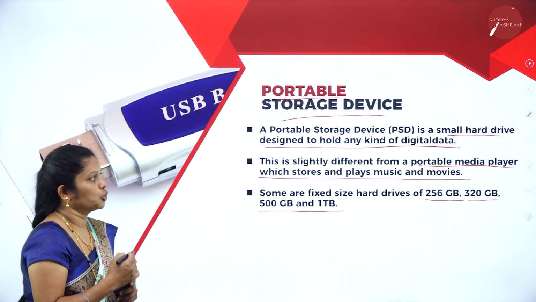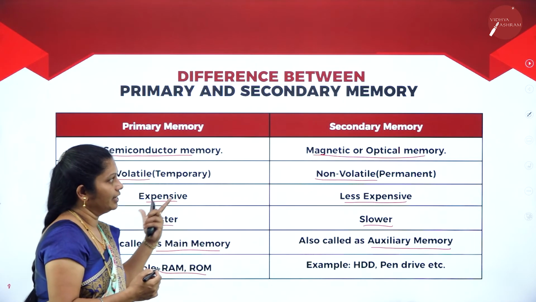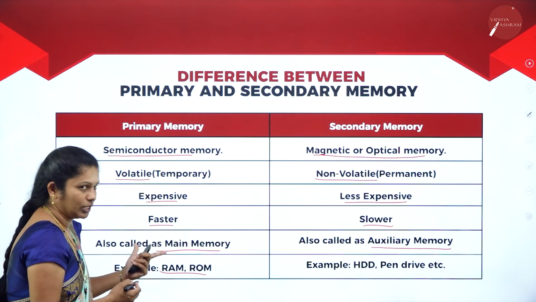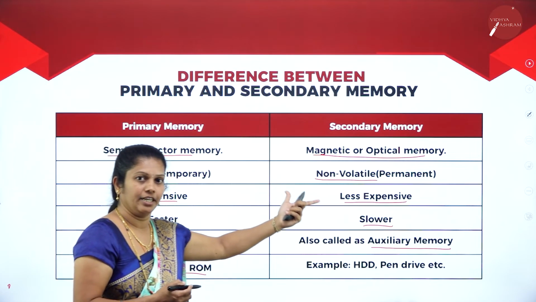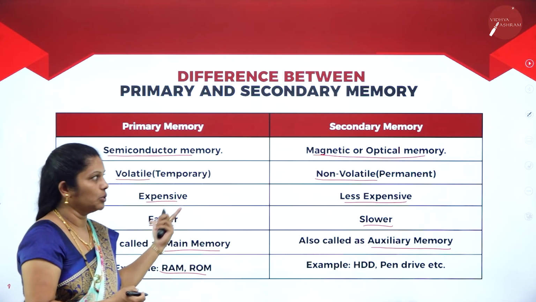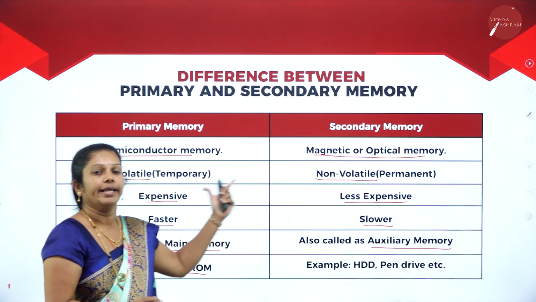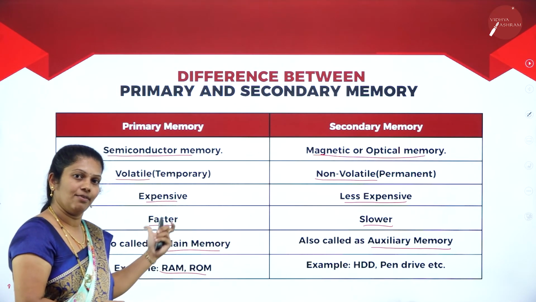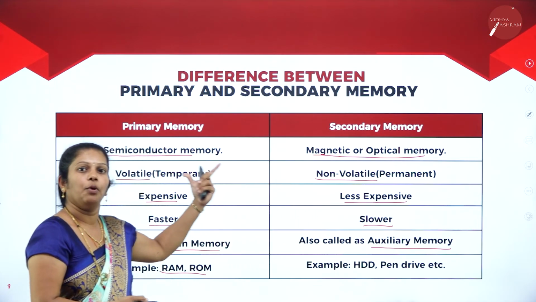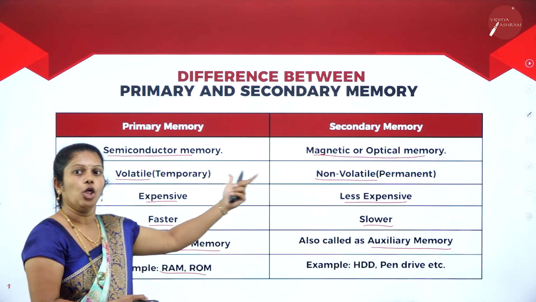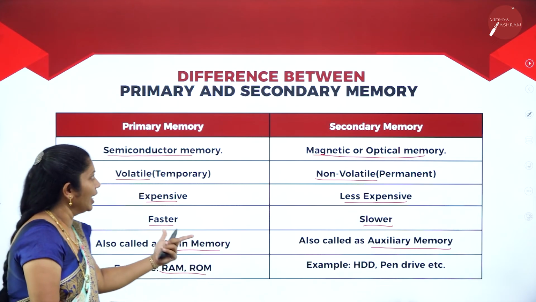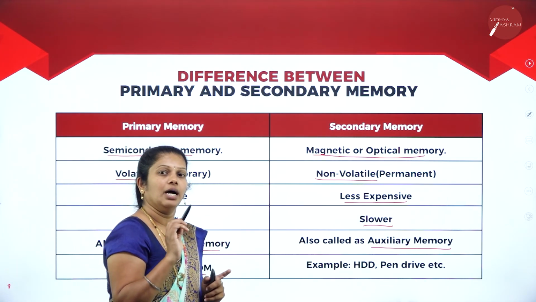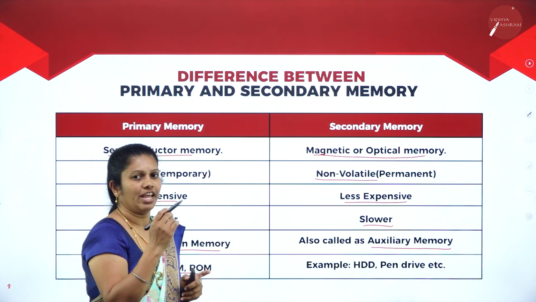Then portable storage devices. Then the difference between primary memory and secondary memory: how data will be stored in primary memory, how data will be stored in secondary memory. Here it is stored temporarily. Here it is stored permanently. Capacity-wise it is very less. Capacity-wise it is more. It is very fast. It is very slow. The CPU can interact only with the primary memory, not with the secondary memory. Examples of primary memory are RAM and ROM. Examples of secondary memory are hard disk, floppy disk, compact disk, DVD, everything you can give.